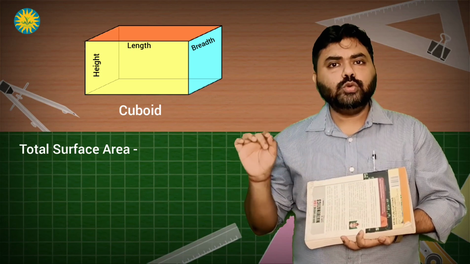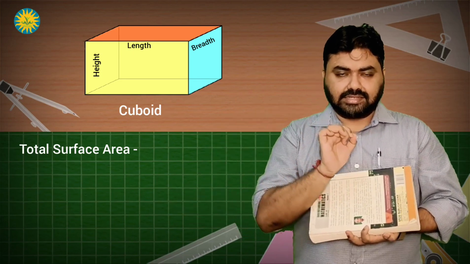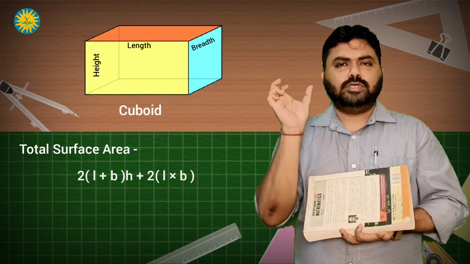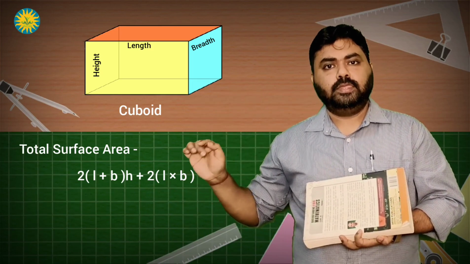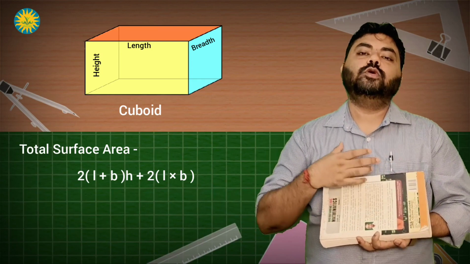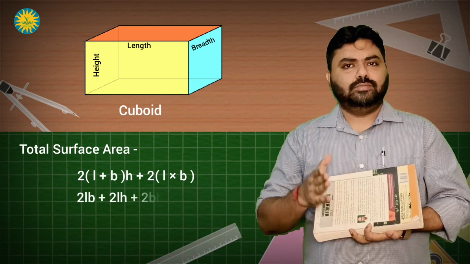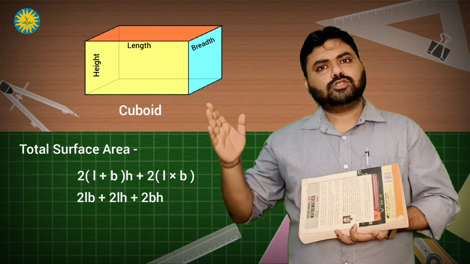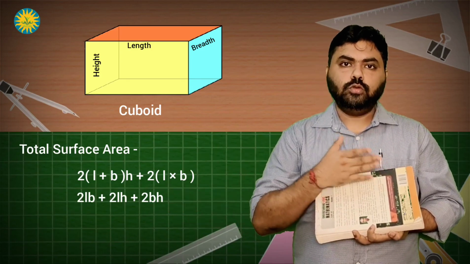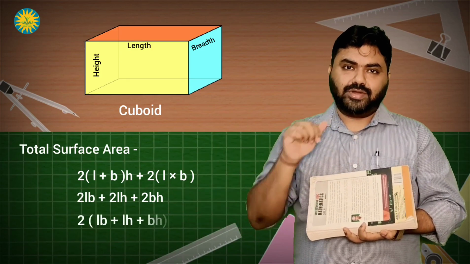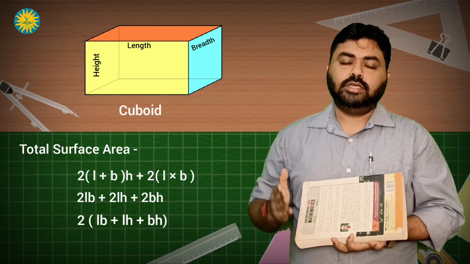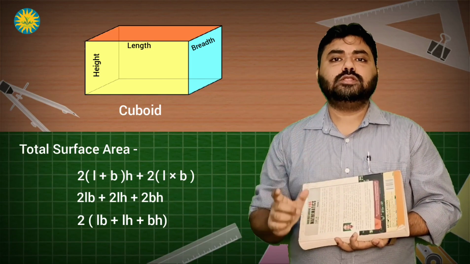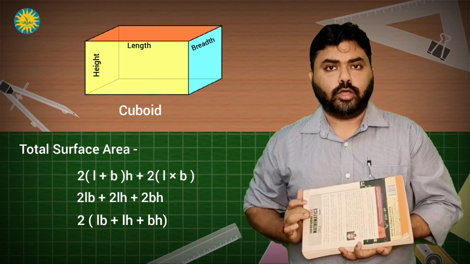and the total surface area means therefore the curved surface area plus 2 into area of the base, that is 2 into L plus B into H plus 2 into L into B. Therefore we will get the formula, that is 2LB plus 2LH plus 2BH, and if we take common 2 we will get 2 in bracket LB plus BH plus LH. So this is the formula of the total surface area of this cuboid.